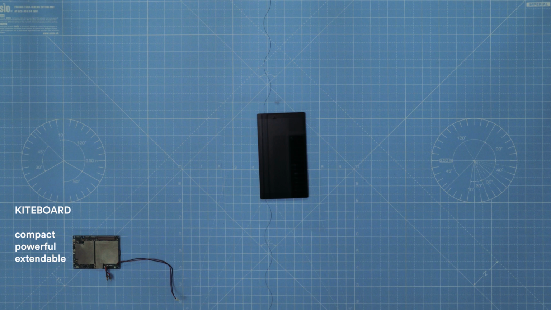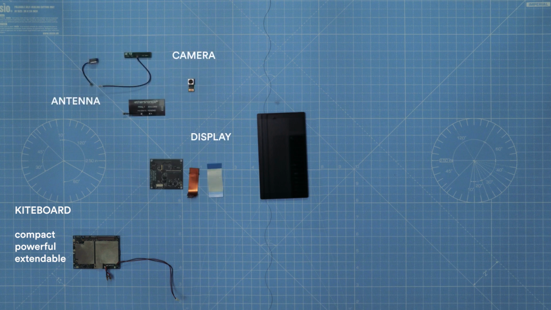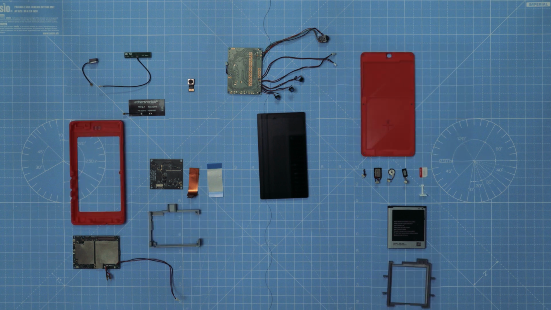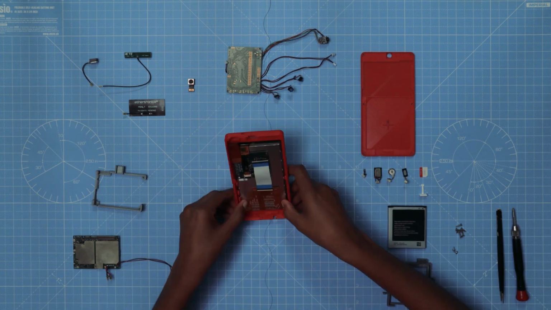Kiteboard has connectors for a display, camera, various antennas, and a battery. Kite allows you to add extra electronics with its 40-pin Raspberry Pi HAT-compatible connector. Kite also supports smartphone audio interfaces, including a standard 3.5mm audio jack. When you put all these together into a case with a battery, you get an amazing smartphone with which you can start building whatever you want.